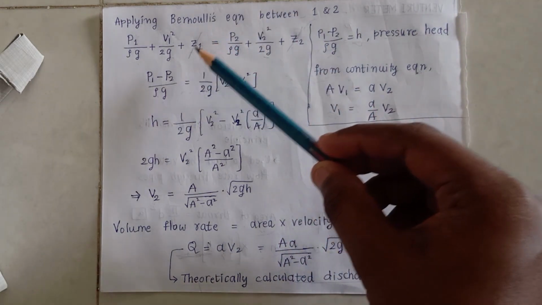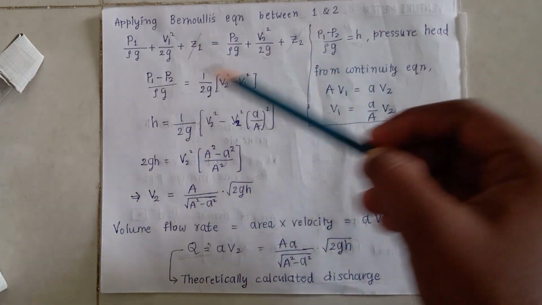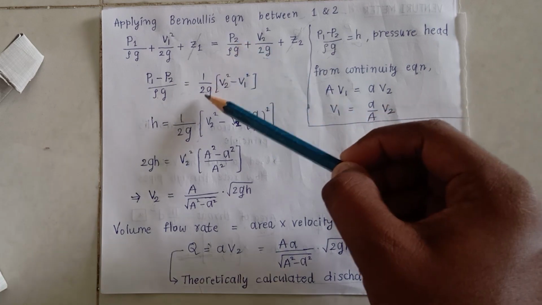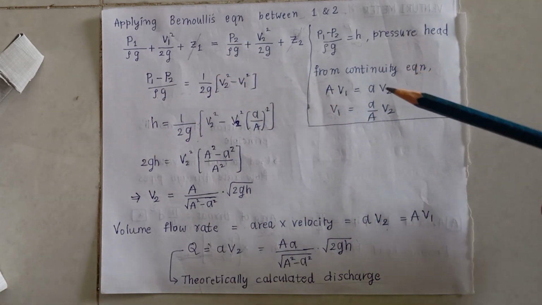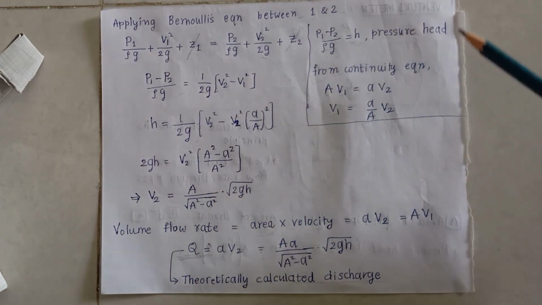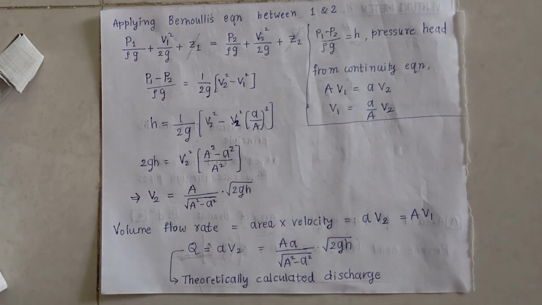Since the points 1 and 2 are located on a horizontal line, we can cancel out Z1 and Z2, and we are left with (P1 minus P2) by rho g is equal to 1 by 2g into (V2 square minus V1 square). If you can observe here, (P1 minus P2) by rho g is nothing but the pressure head, and from the continuity equation, which states that the product of velocity of the fluid and the cross section through which the fluid is flowing is constant.